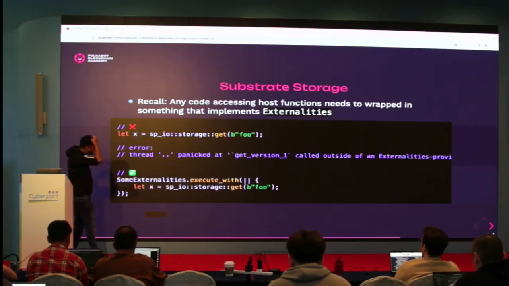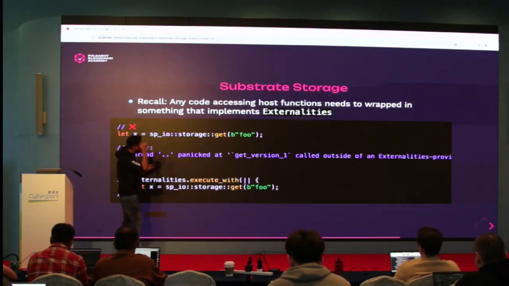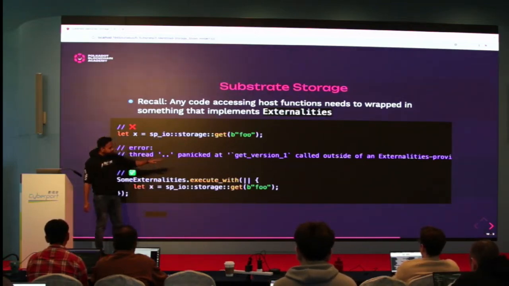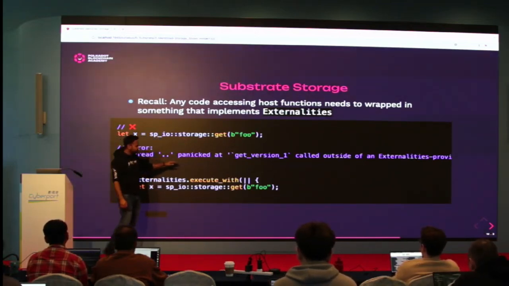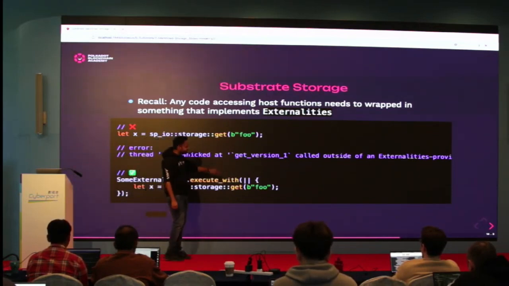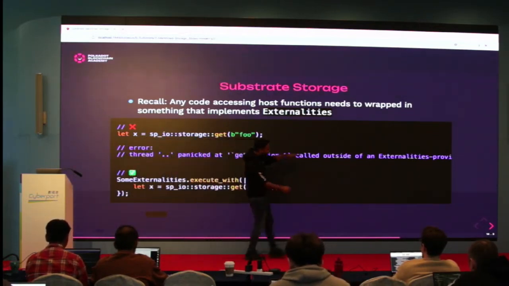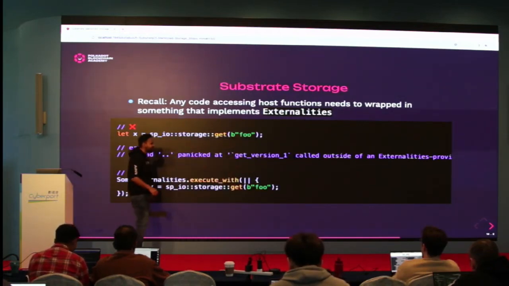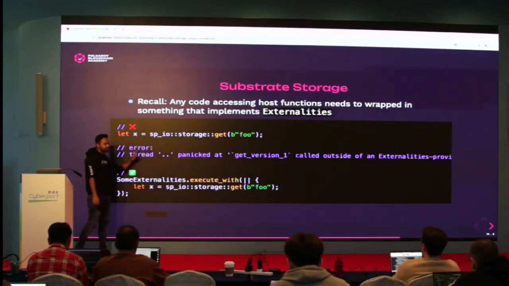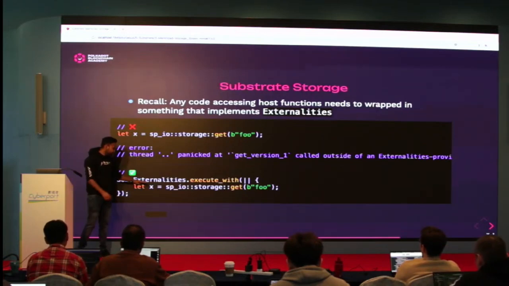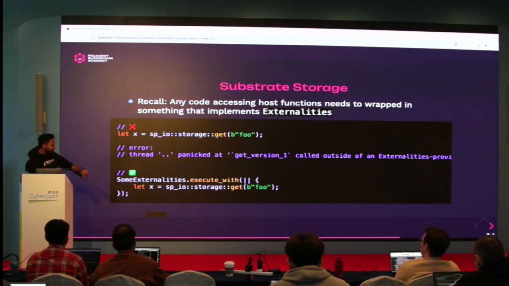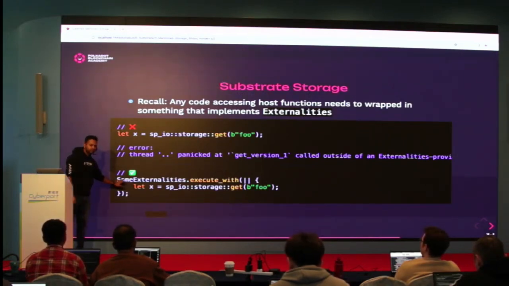Yeah, and I talked briefly about this. If you don't wrap this in test externalities, you get this weird error. It says something like called outside of externalities. It's not super useful to read and understand, but if you get this error, you should know that it's because you missed wrapping it in test externalities. Basically, you cannot access any host function outside the externalities environment.